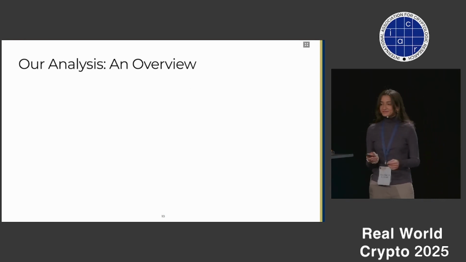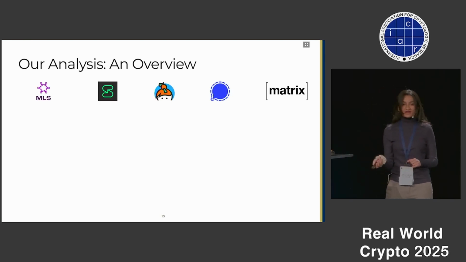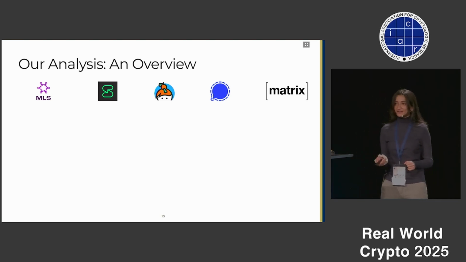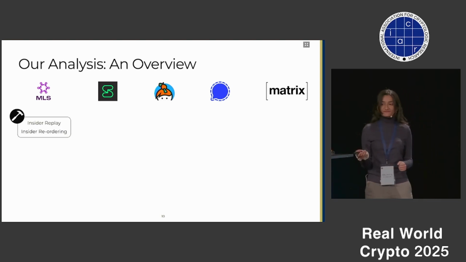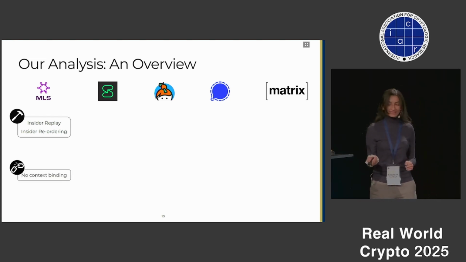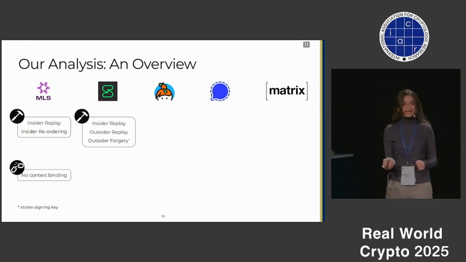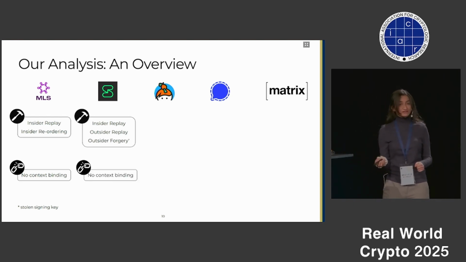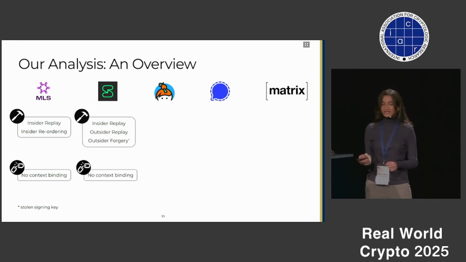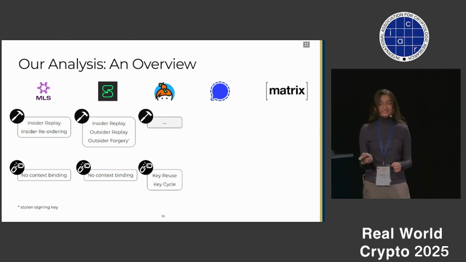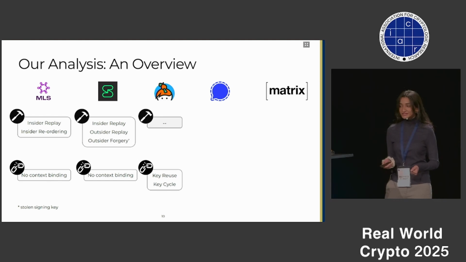With that background, we're ready to look at an overview of our analysis. We looked at 5 different messaging applications, and for each of them, we found different kinds of insider and outsider attacks. In MLS, we found insider replay and reordering attacks that resulted from the lack of context binding. In Session, we found insider and outsider replays, as well as outsider forgeries, that also resulted from the lack of context binding. Although we didn't find any attacks in Keybase, its key reuse and key cycles made it really difficult for us to prove it's secure.